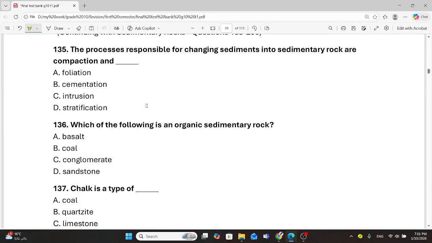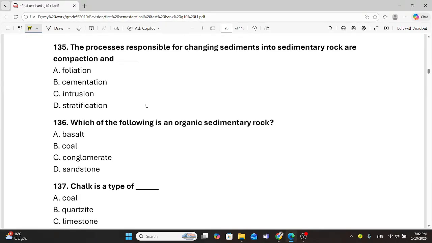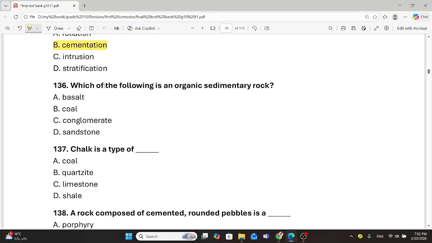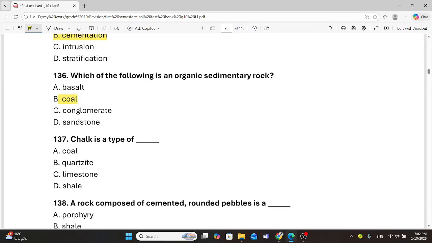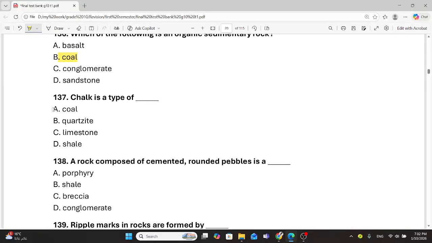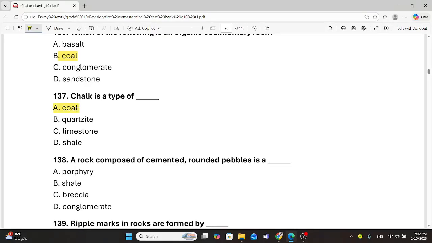The processes responsible for changing sediments into sedimentary rock are compaction and cementation. Which of the following is an organic sedimentary rock? Not basalt. Organic means coal. Chalk is a type of limestone.